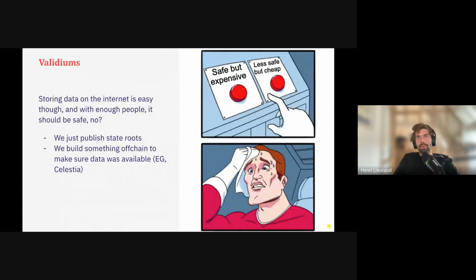So in general, you have those two constructions. Validity rollup, where state publication is verified on-chain, and Validiums, where state publication is not verified on-chain but taken care of off-chain. It's usually much cheaper, but less safe.